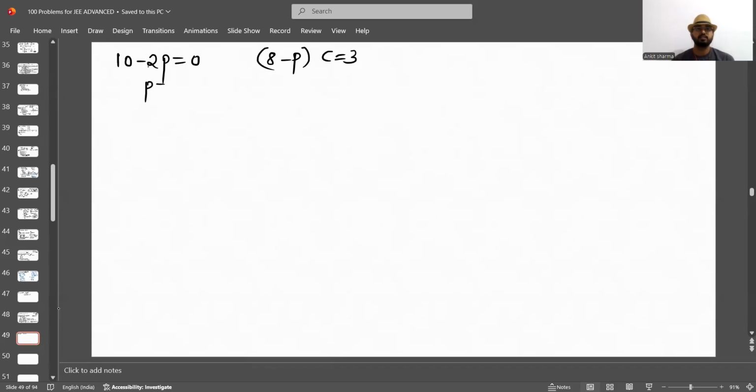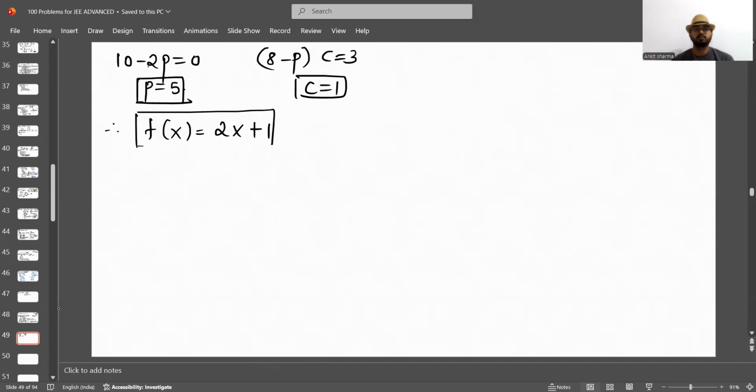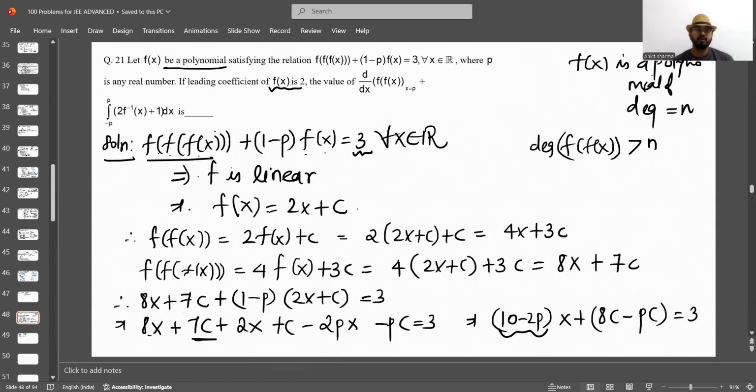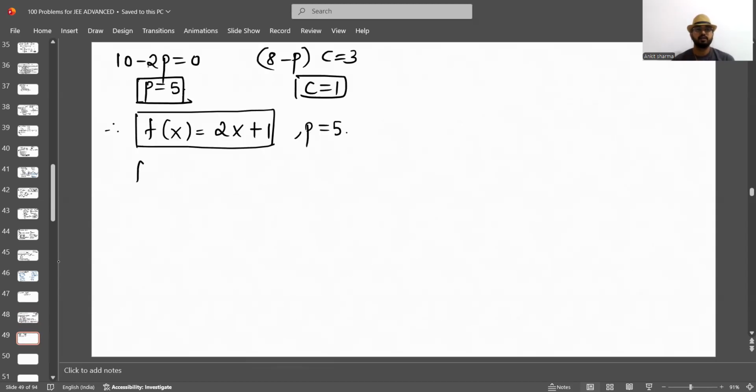So from here I get p equal to 5. I plug in here, I get c equal to 1. So therefore my polynomial is simply 2x + 1. This is my polynomial: f(x) is 2x + 1 and p is equal to 5. So we want the derivative of f(f(x)) at x equal to p. So I'll find out f(f(x)).